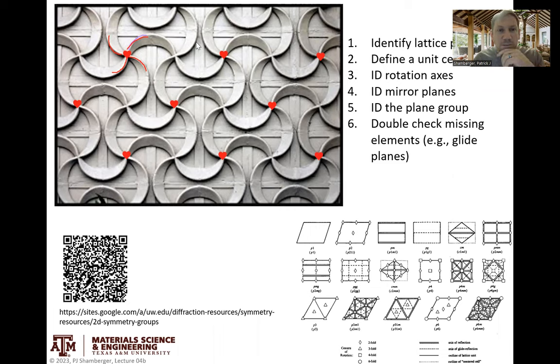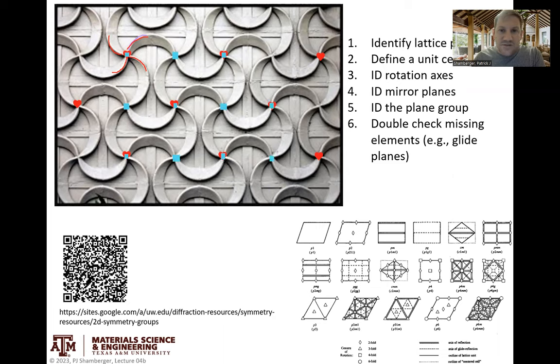I see that each of these pinwheels has four lobes, and that is already telling me that I should be looking for fourfold rotation axes. And true enough, each of those lattice points that I defined has a fourfold rotation axis. And I also see one in the middle of each of those pinwheels that's spinning the opposite way.